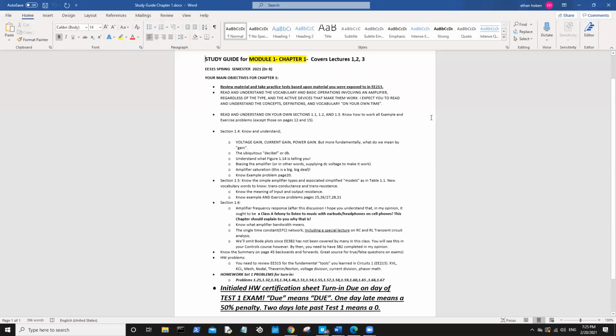All right, so let's look at this. Let's go through and make sure we understand everything. I'll just read through the know and understand portion. Voltage gain, current gain, power gain. What do we mean by gain? I think we have that down. Ubiquitous decibel. I think we understand how to convert numerical gain or ratio gain to decibel using the 2 formulas. Well, 3 formulas technically if you want to get specific, but 2 of them are just the same formula with different inputs. Then we have understand what some arbitrary figure is telling us.